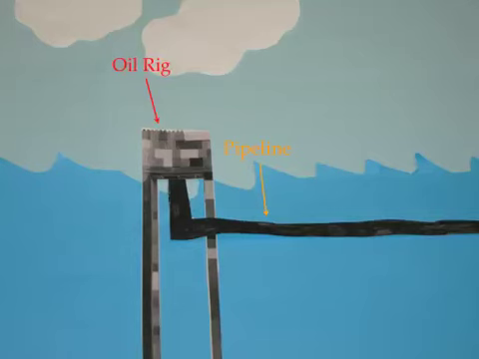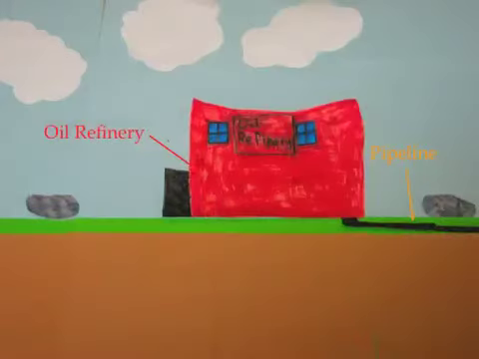Another way that oil is removed from the rig is by direct pipeline. A pipe carries oil all the way from the oil rig to the shore and then the refinery. Eventually the oil will arrive at its destination, an oil refinery. From there it will be used for many different things.